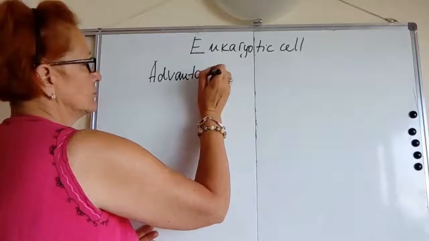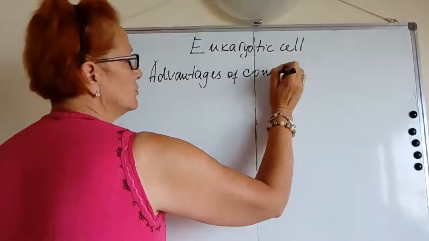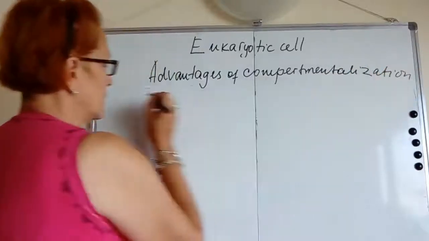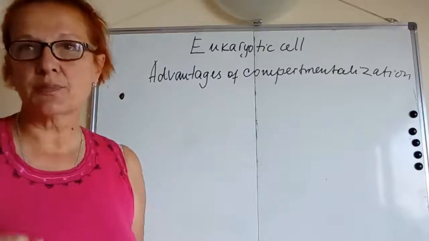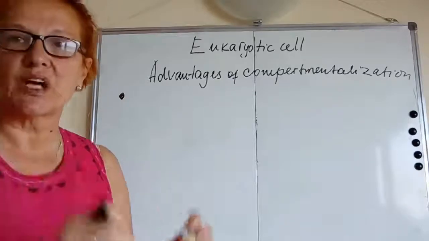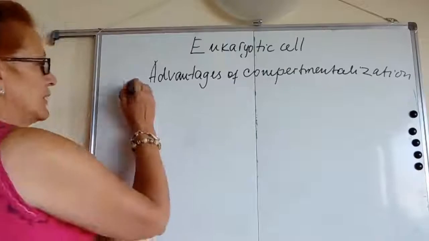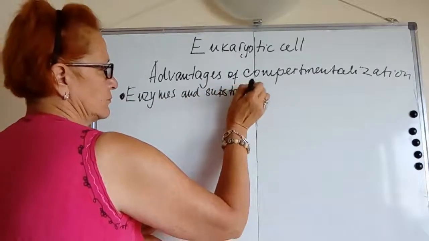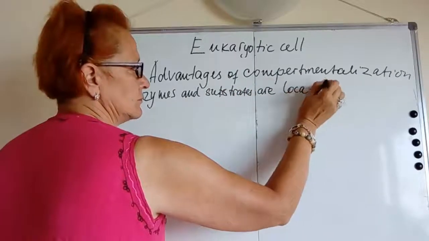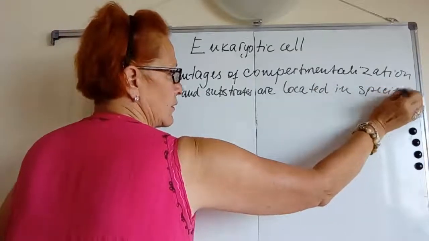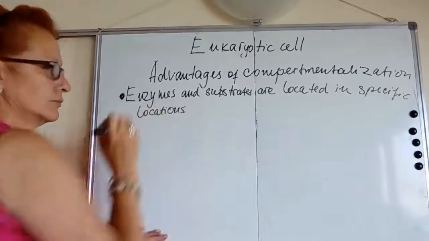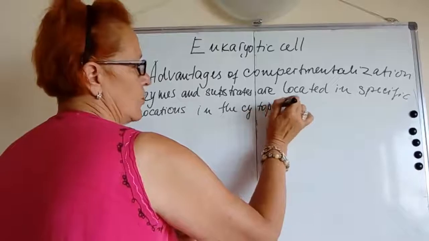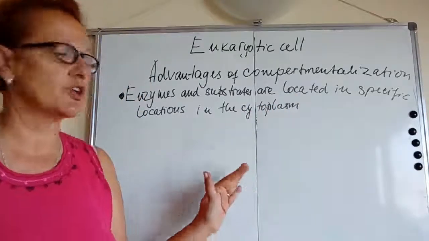Advantages of compartmentalization. The first advantage: enzymes and substrates are not spread through the whole cytoplasm. They are located in specific places, in specific organelles. Enzymes and substrates are located in specific locations in the cytoplasm. Which are these locations? Which are these organelles? We are going to talk about this later in this lesson.